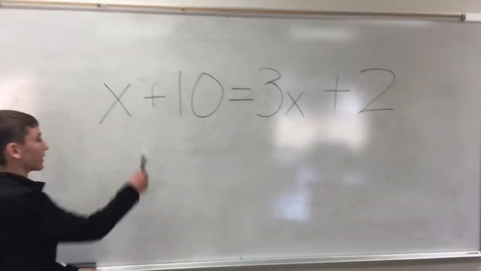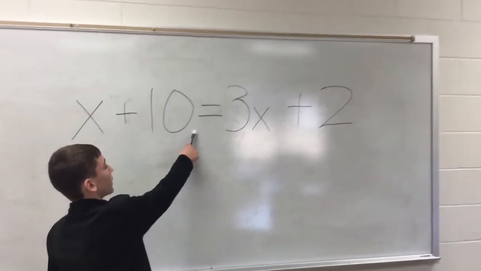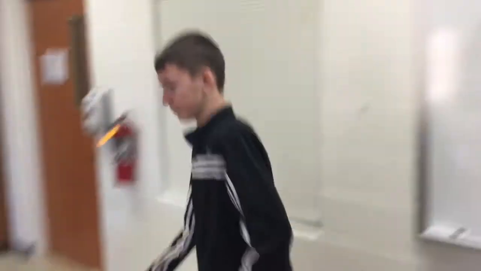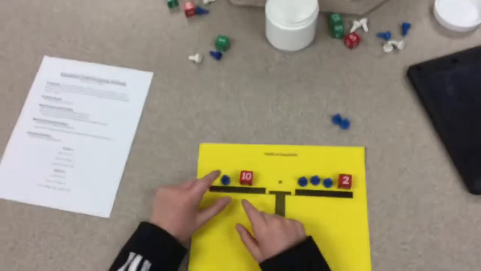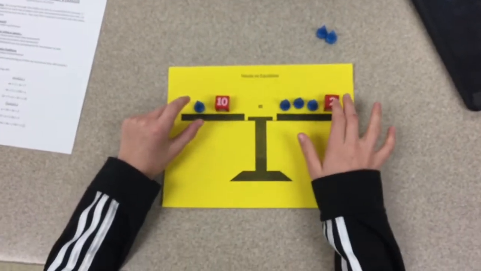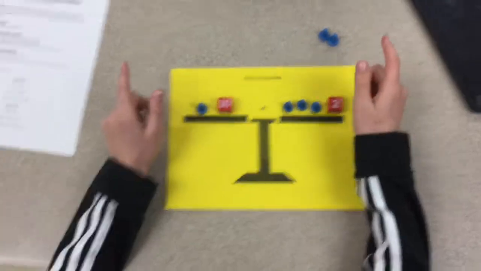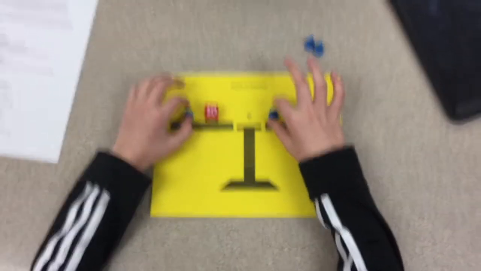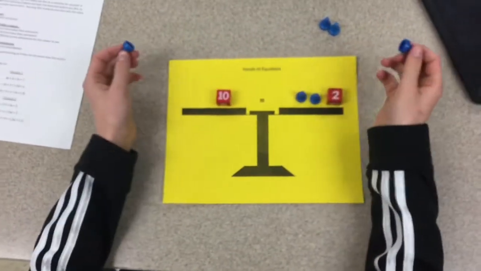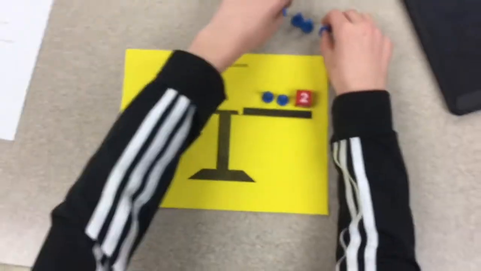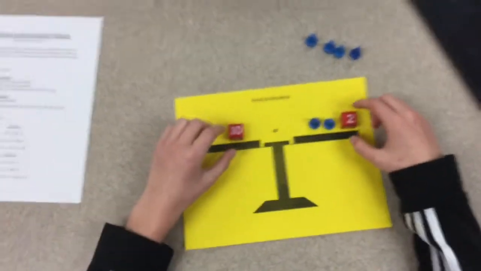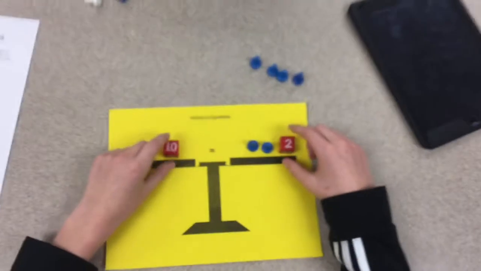The problem today is x plus 10 equals 3x plus 2. So let's go over to the table to solve. So we have the x and the 10 and then the 3x and the 2. So the rule is you can take away or add the same thing from both sides as long as you use two hands. So we can take away the same thing because these are both x's side, and then we can also take away 2 from each side.